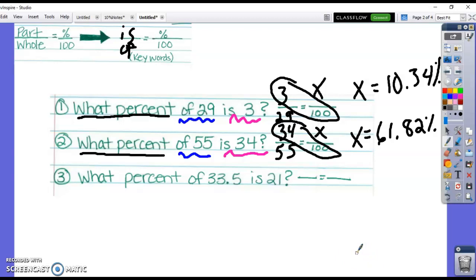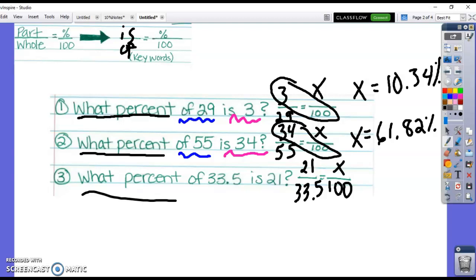Okay, welcome back. We're going to go ahead and set this up. So I know my 100's right here. What percent? I don't know what percent, so I'm going to put an X there. Of 33.5 is 21, so 21 goes on top. 33.5 goes on the bottom.